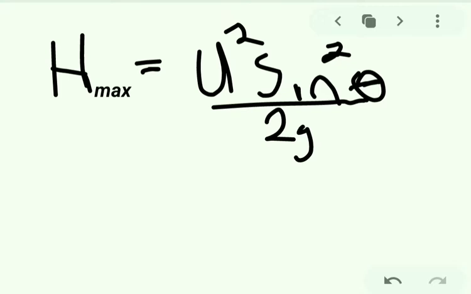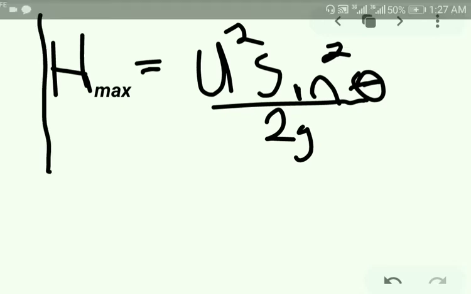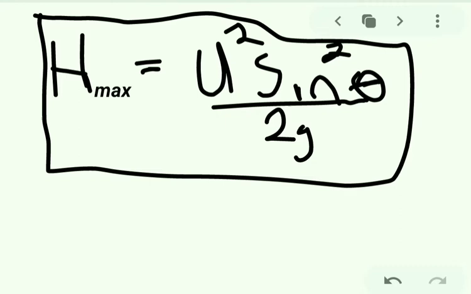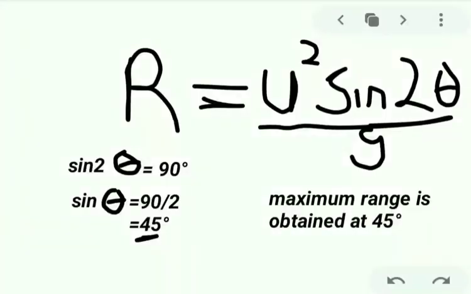Maximum height is u square sine square theta over 2g. Take note of this formula because we are going to use them to solve the range. The formula to find the range is u square sine 2 theta over g.